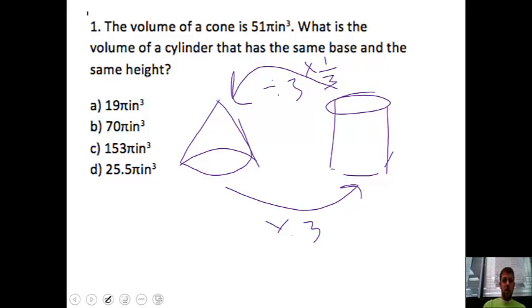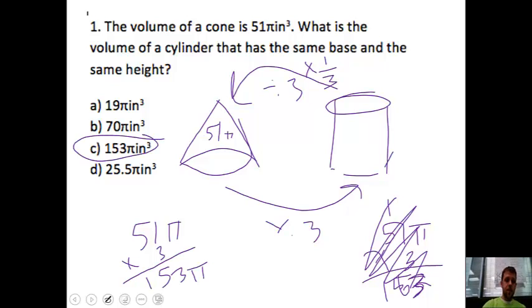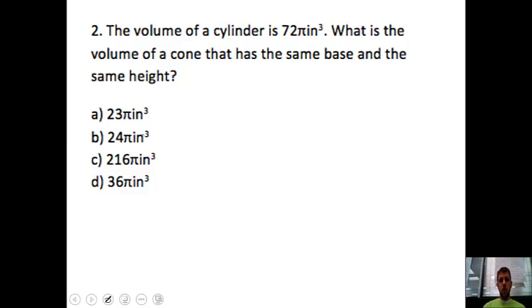So if it says that the volume of a cone is 51 pi, then I just have to multiply 51 pi times 3. I got 153, let me start over. That'd be 51 pi times 3. I got 153 pi, which would be C. Right? Number 2. You try by yourself.